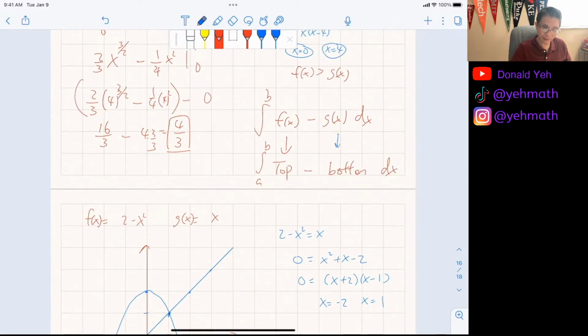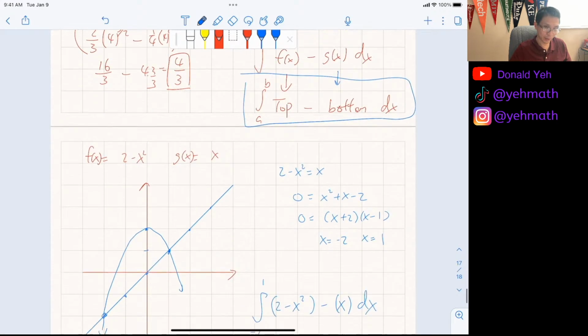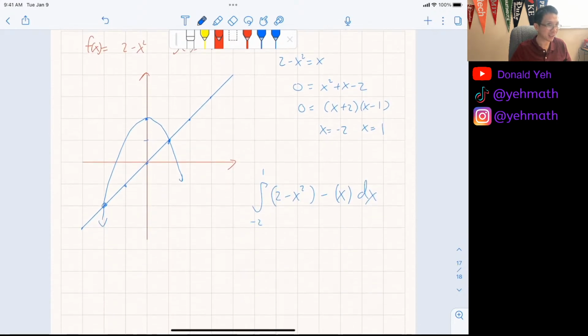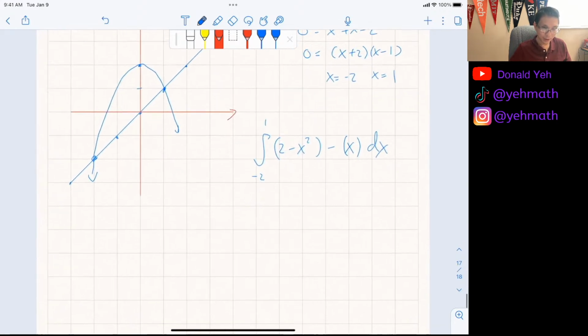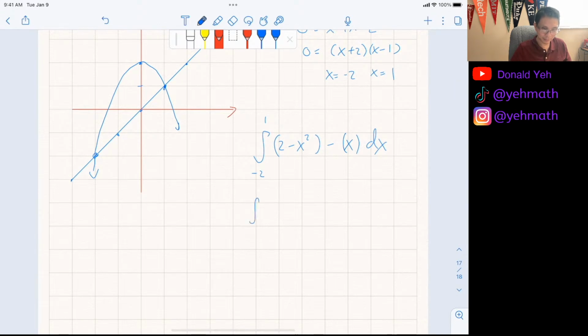This is actually bad, but I have to write down f of x is always greater than g of x, and that's how you say it's top minus bottom. This is a better way to represent it, and that's the way I do it, but it's not mathematically correct. So then you just integrate this: 2 minus x squared minus x dx.